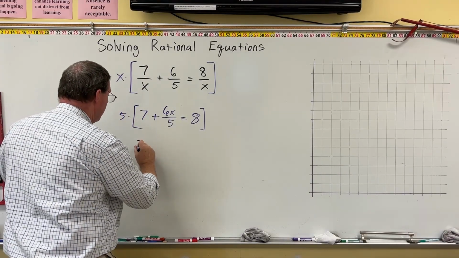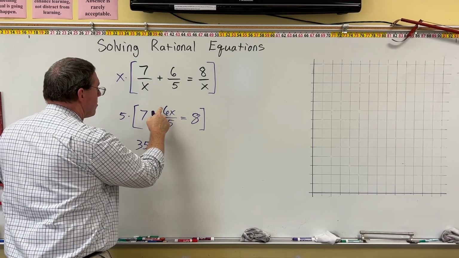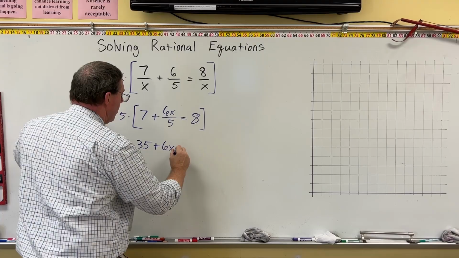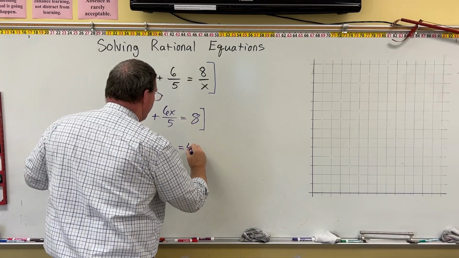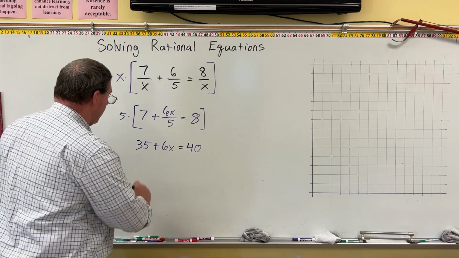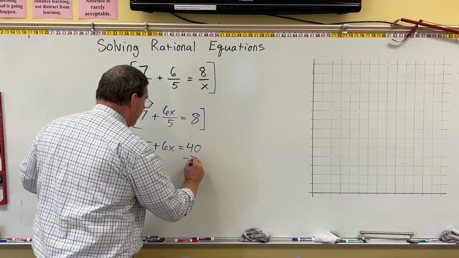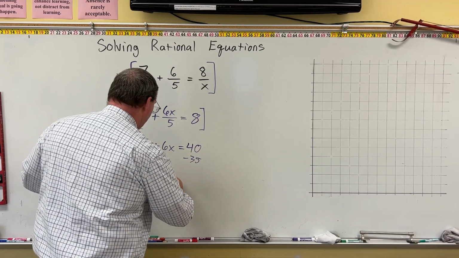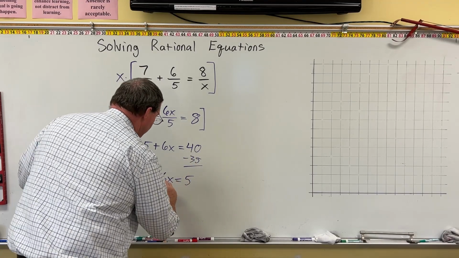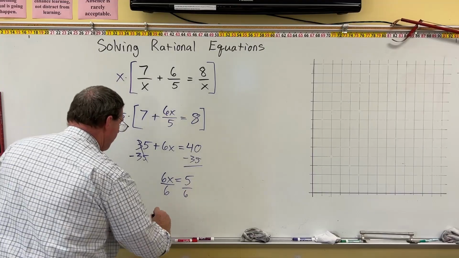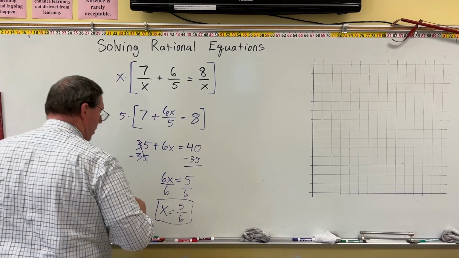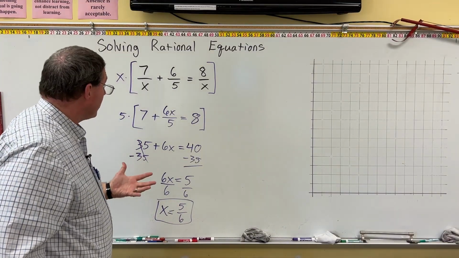So 5 times 7 is 35. 5 times 6x over 5 cancels the denominator, so I'm just going to bring down the plus 6x, equals 5 times 8, which is 40. And so now it's just a linear equation. We're going all the way back to lesson 1 here. I'm going to subtract 35 from both sides. That cancels here. Bring down the 6x. Bring down the equals. 40 minus 35 is 5. Divide by 6 on both sides, and my answer is x is equal to 5 over 6. And I'm done. That is solving a rational equation.